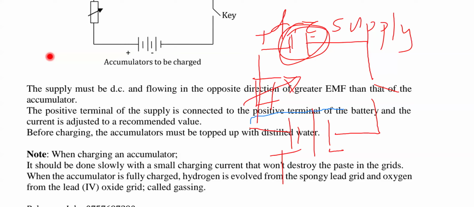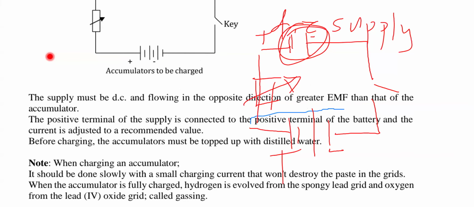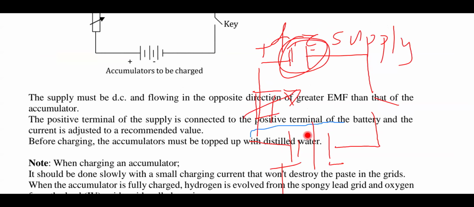Before you start charging these accumulators, make sure they are topped up with distilled water. You pour in your dilute sulfuric acid, and after pouring it, you top it with distilled water. After that, you charge it, and at that point the accumulator is going to be charged slowly with a smaller charging current.